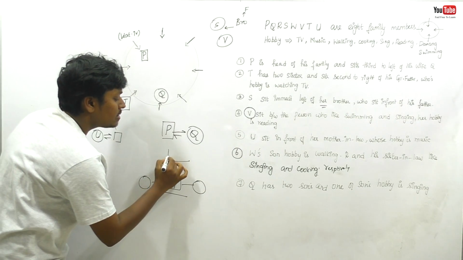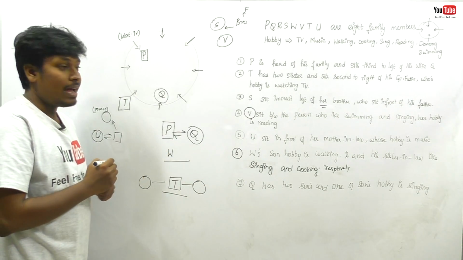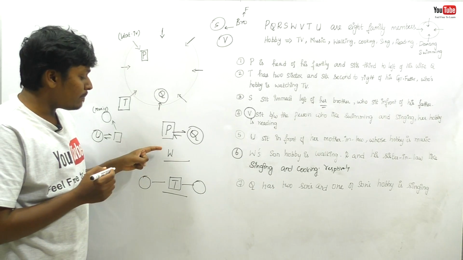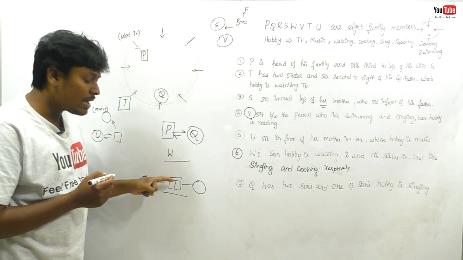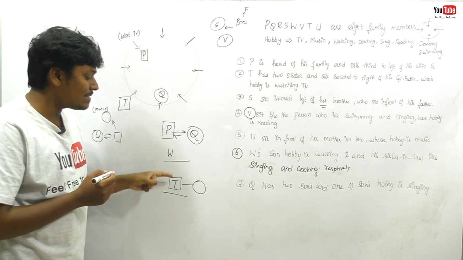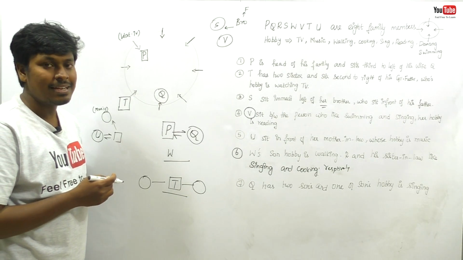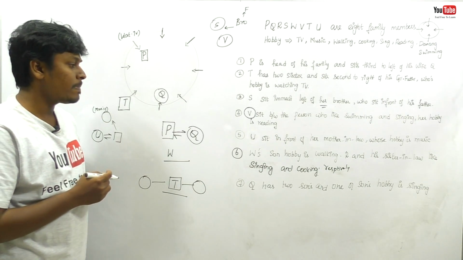So only one possible chance, W should be placed here, and W is having a son and his hobby is walking. So if I place W here, W's son can be T. Got it? Because W has a son, so W's son can be T. So let it be, but we can't say exactly whether W's son is T or not, right?